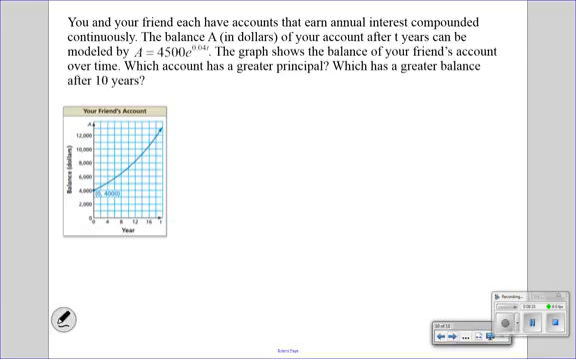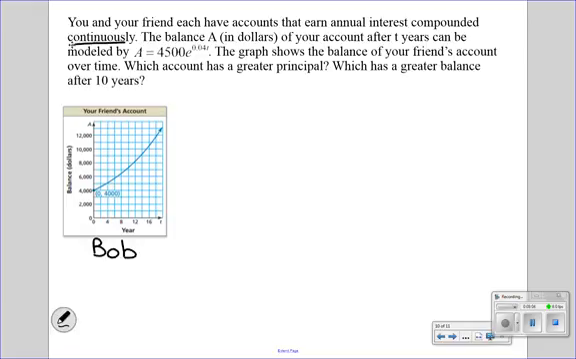You and your friend each have bank accounts that earn annual interest that is compounded continuously. Remember, continuously is our keyword to use the equation from before. The balance A in dollars of your account after t years can be modeled by the function A equals 4,500 times e to the 0.04t. The graph shows the balance of your friend's account over time. So the equation represents your account and the graph represents your friend's account. We're going to name our friend Bob.